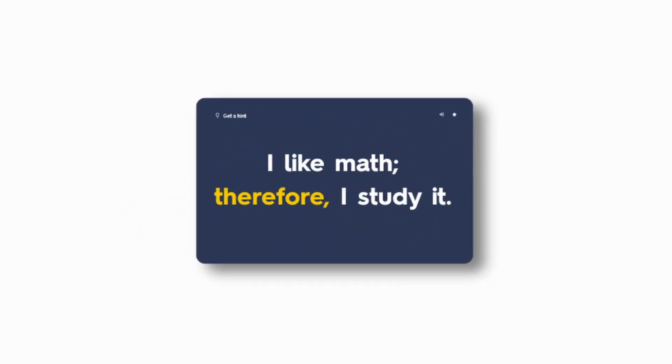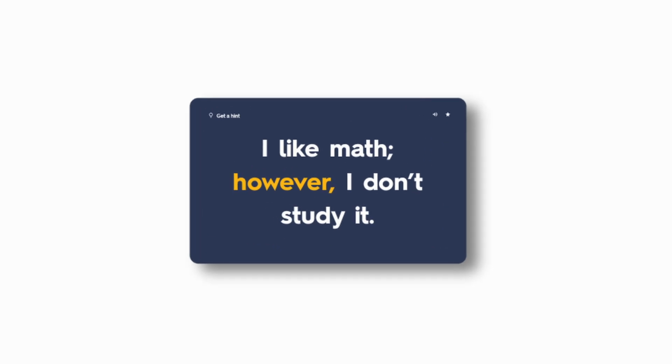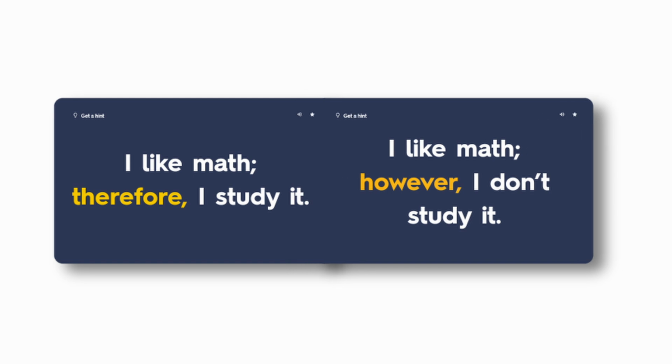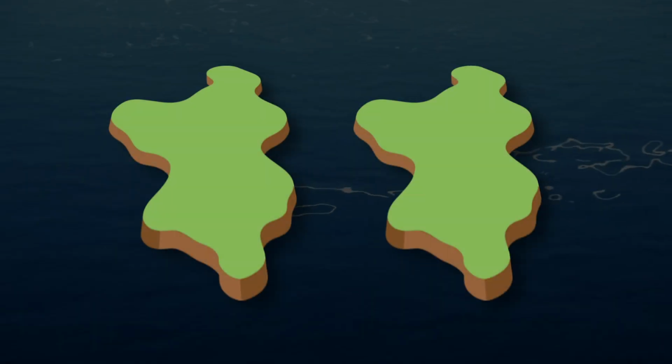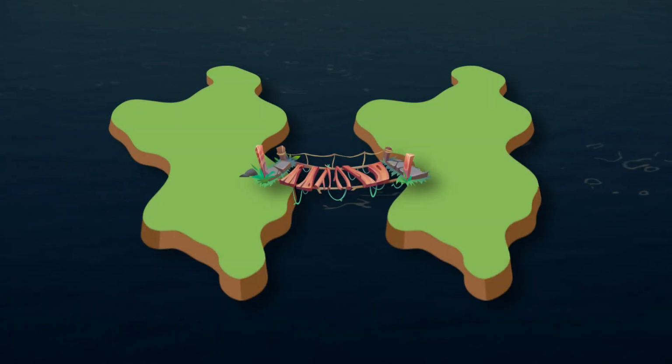Now, always remember, the right linking word is essential because it can completely change the meaning of your sentence. Listen to this example. I like math, therefore I study it. That makes perfect logical sense. Now, listen to what happens when we change just one word. I like math. However, I don't study it. See? That one small change flips the entire meaning. That's how powerful linking words can be. One wrong linking word can collapse the bridge between your ideas.